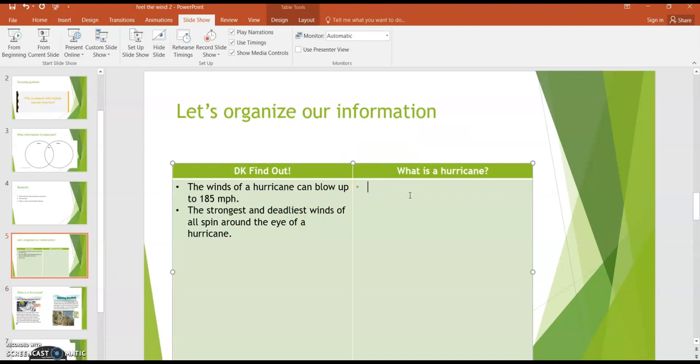Hi everyone. The two facts that we picked out from the book What is a Hurricane are, as the warm air rises, cooler air rushes in underneath it, creating strong winds. And the second fact from the book is the wind can rip trees out of the ground.